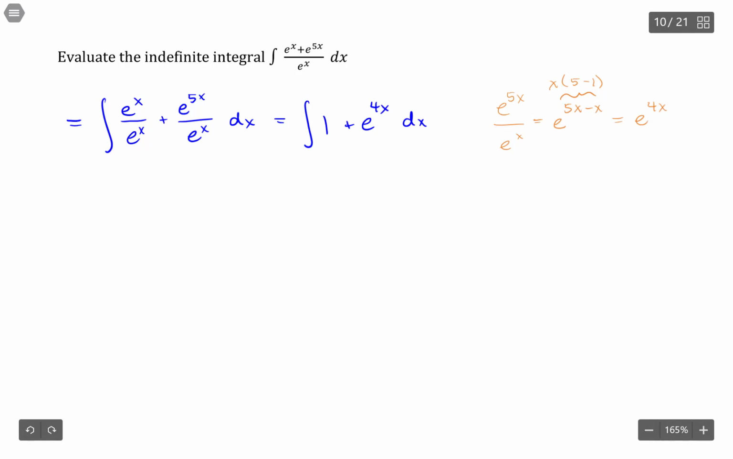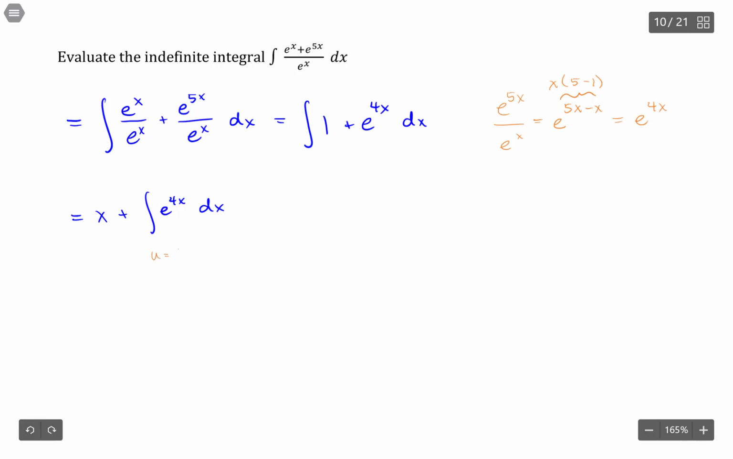Now, the next stage in the process is to integrate. Since these two terms are added, we can integrate them separately. Integrating 1 is simple. It's just going to be x. But e^(4x) is a bit more complex. So let's go ahead and get started. We'll say this is x plus the integral of e^(4x) dx.